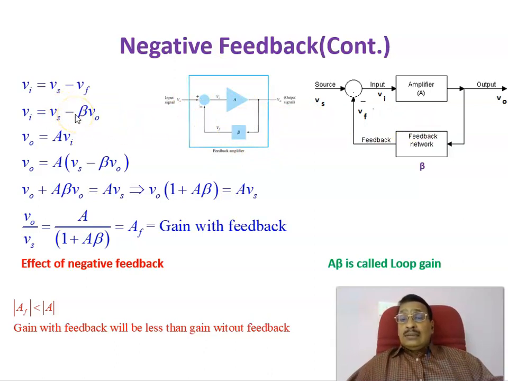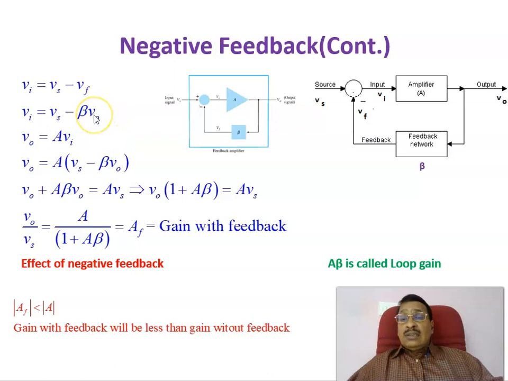Now, to calculate the voltage gain of a negative feedback amplifier, let us see. The input to the amplifier Vi equals Vs minus Vf, and Vf is nothing but beta times V0, the feedback voltage. Therefore, Vi equals Vs minus beta V0. Also, V0 is equal to A times Vi, A times the input voltage to the amplifier.